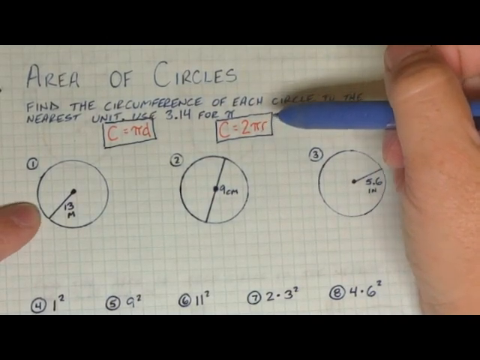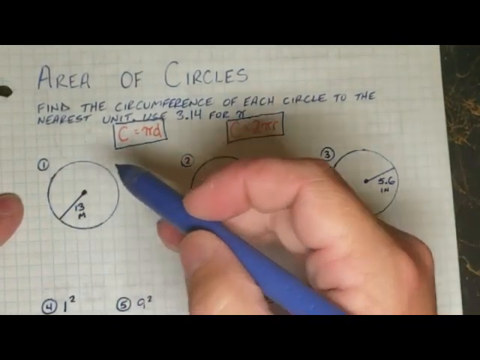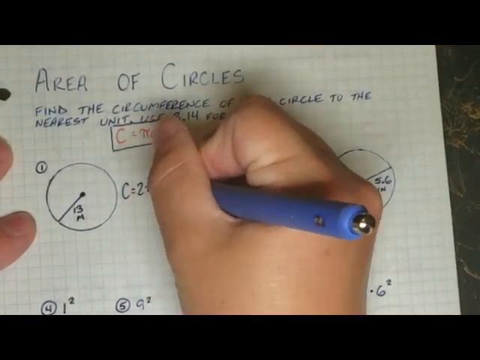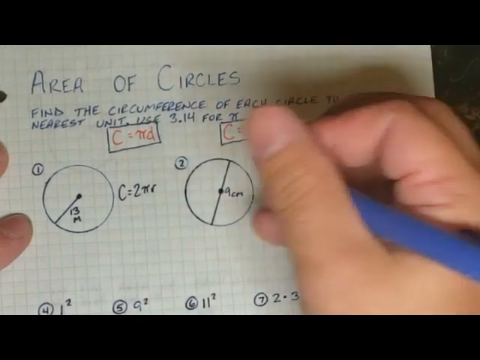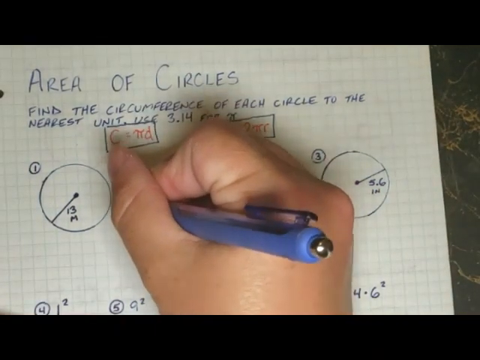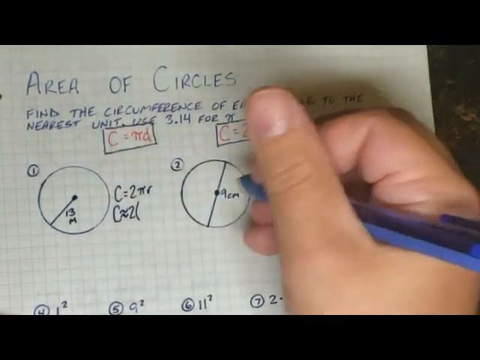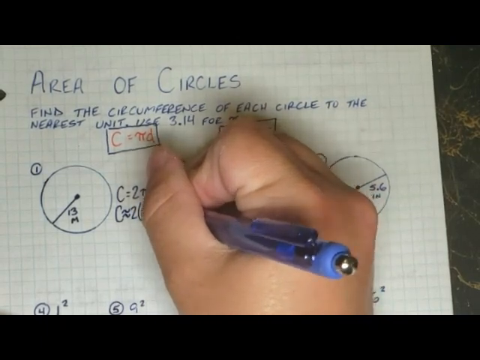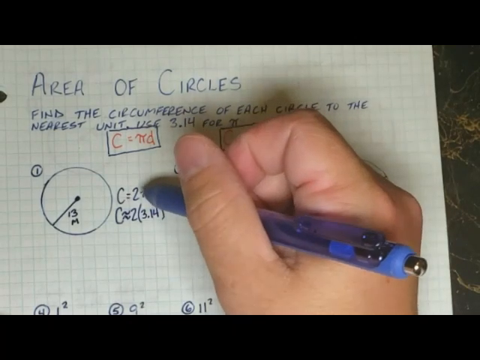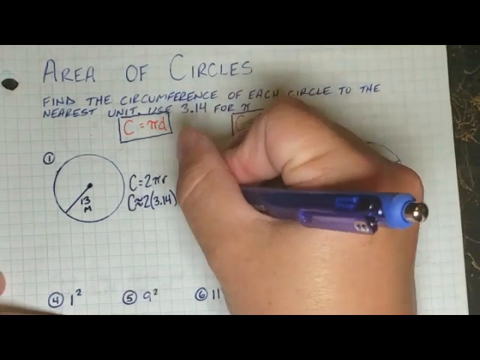So number one, this is a circle. This line only goes halfway across, which means it is a radius. So we're going to start with circumference equals 2 times pi times r. Then we're going to substitute. We're looking for the circumference, so we're going to leave that as a variable. The 2 stays a 2. Pi, or at least the approximation for pi that we're going to use, is 3.14. That is not the secret identity of pi. That's not the nickname of pi. That is an approximation for pi. It's not pi's best friend either. And then we plug in the radius.